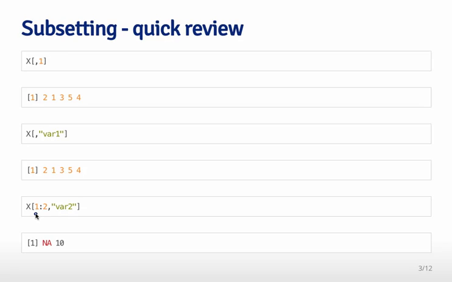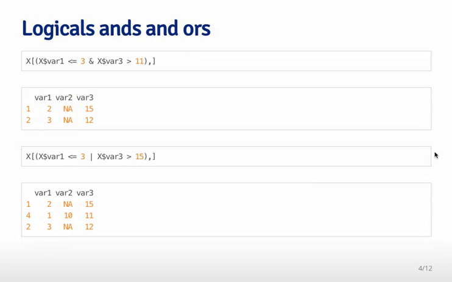I can subset by both rows and columns at the same time. So for example, this command here, x open bracket 1:2 comma var2, will output the first two rows of x and the second column of x. So you can subset both on rows and columns at the same time.